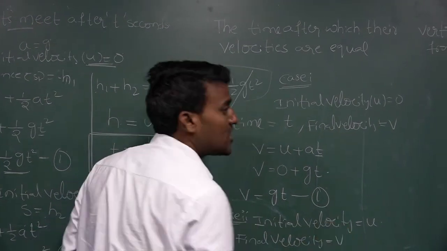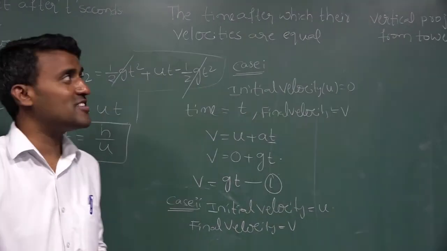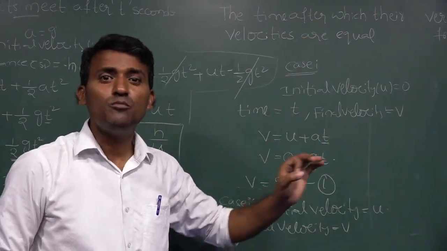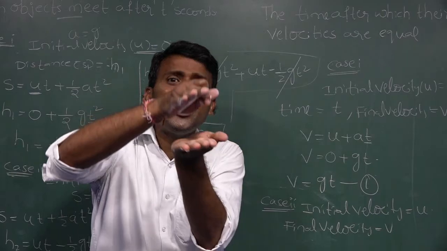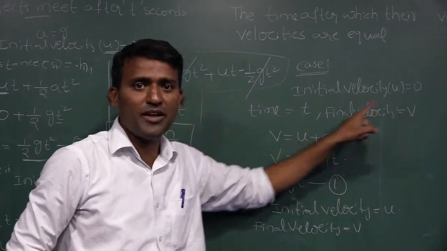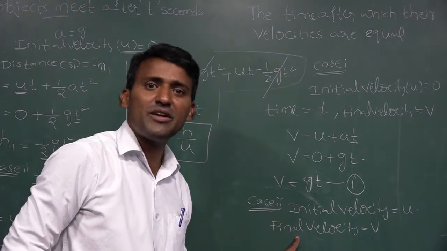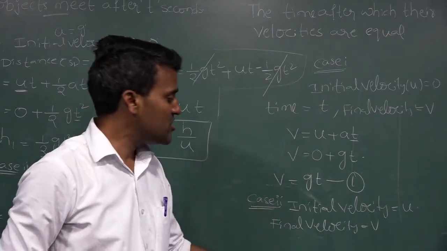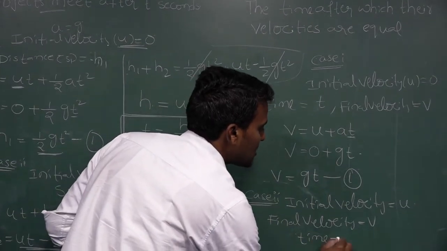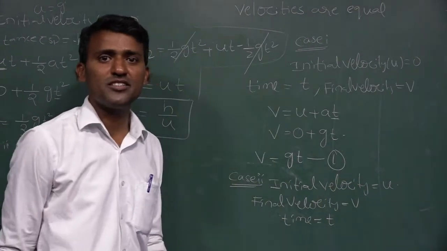Why I am taking v: in this case, we need to find after what time interval both bodies have equal velocities. So that's why I am taking the final velocity as v here, and in the other situation also I am taking the final velocity as v. Next one is the time interval, which is t.